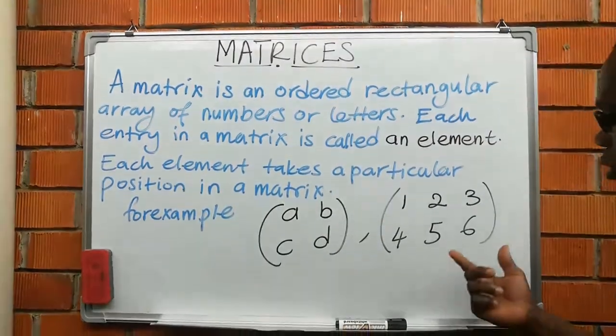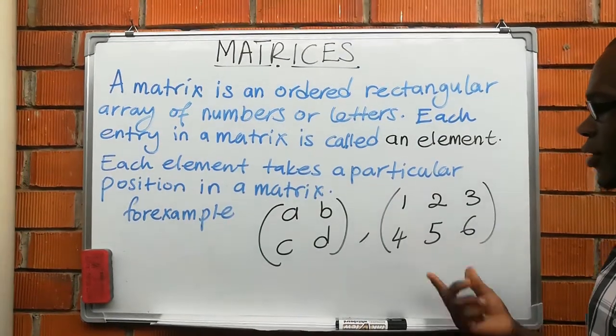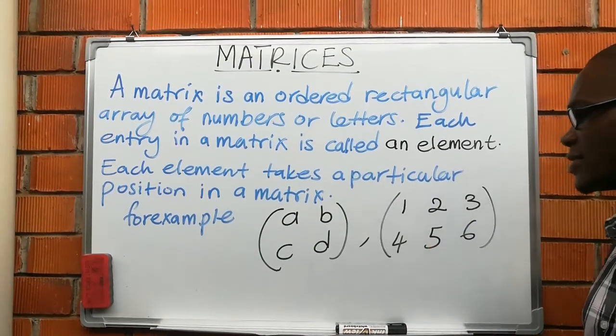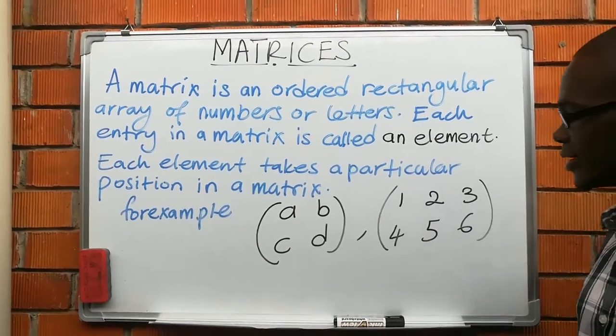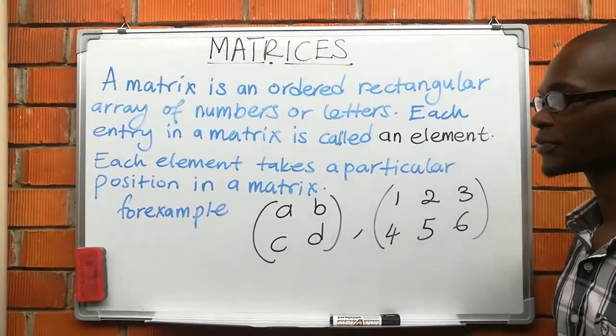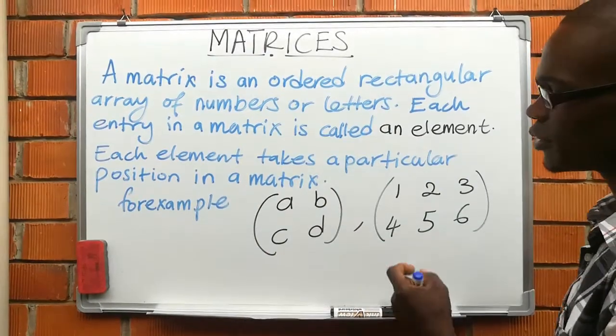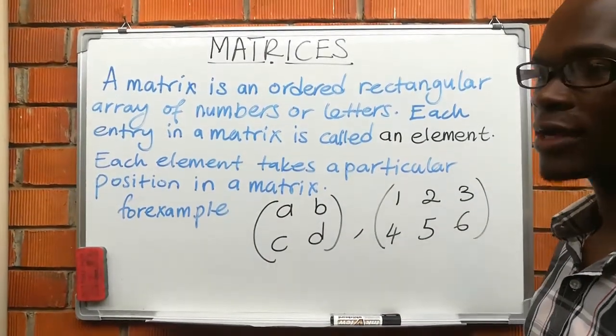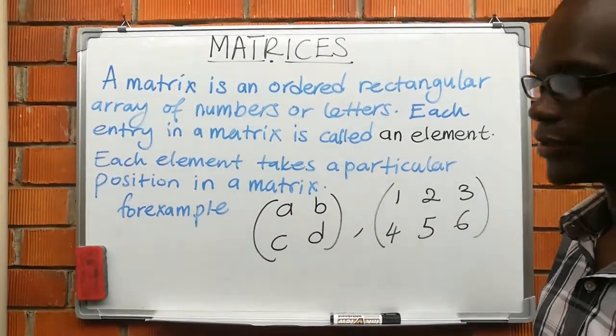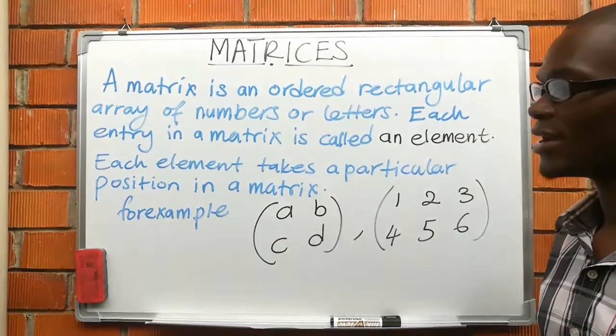Still, we also have another example where we have numbers 1 to 6. They take particular positions in the matrix, and this is what we call an ordered rectangular array of letters or numbers.